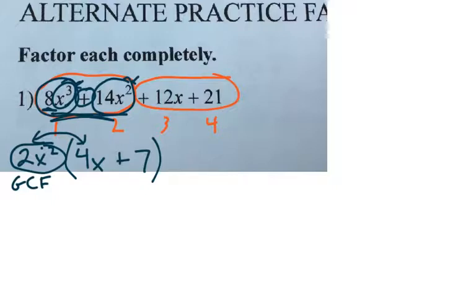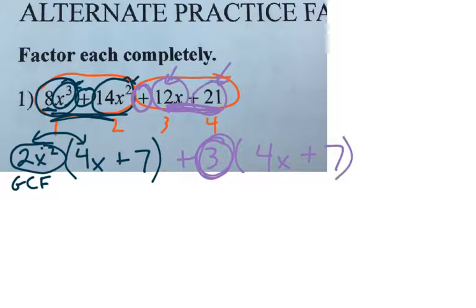Let's do the same thing with our second group right here. Notice the 12 and 21, I could divide by a positive 3. Guys, if there's a positive right there, by the way, keep the positive sign. And finishing up, I know that 4x times 3 is 12x. I know that 7 times the 3 is 21. And I have that factored.